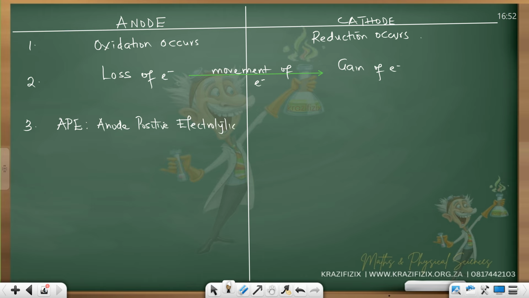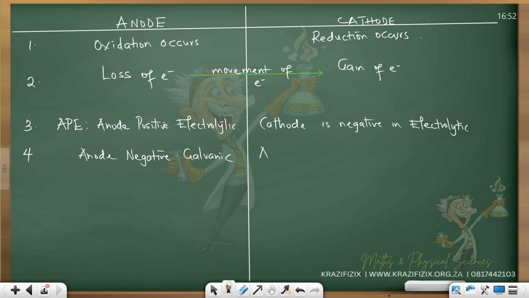What does that tell us? It means the anode is therefore positive, and the cathode is negative. Cathode is negative. In which cell? Electrolytic. Hold on. There's something connected to this one immediately. Can we move to the galvanic, because we're mentioning cells now. So what happens here? The anode is now negative. It switches. In which cell? In the galvanic. Here, the cathode is now positive.